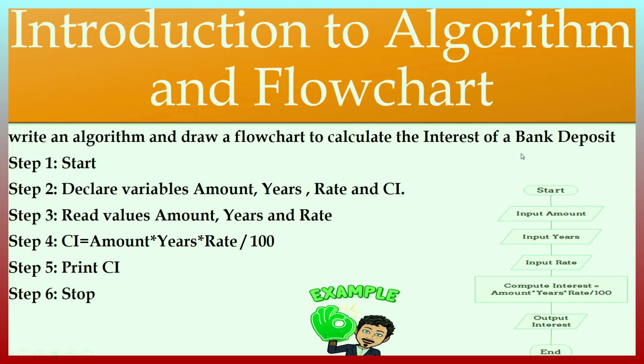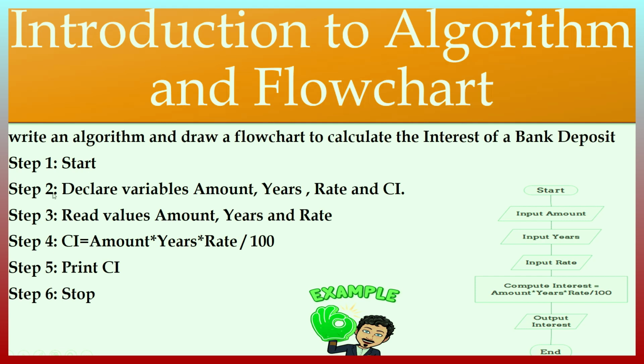So the interest of a bank deposit can be calculated using a formula, that is CI, meaning compound interest, equal to the amount you're going to deposit, for years, how many years, and the rate of interest, divided by 100. This is the formula if you wish to calculate the interest of a bank deposit. So we want to use this formula in our algorithm. Let me start the algorithm. Step 1, first step is always start.